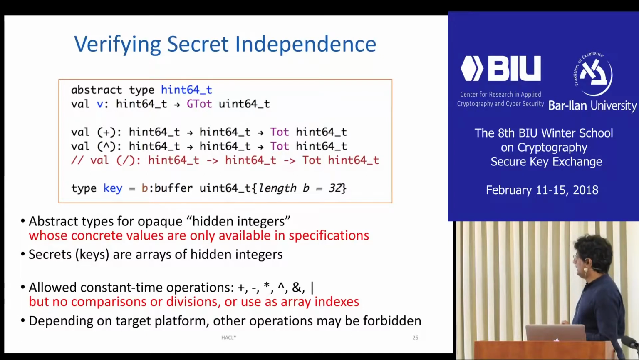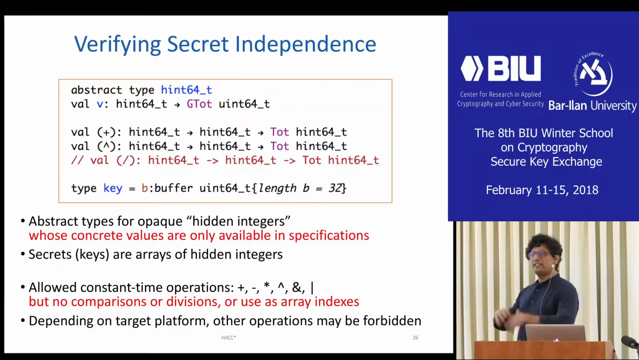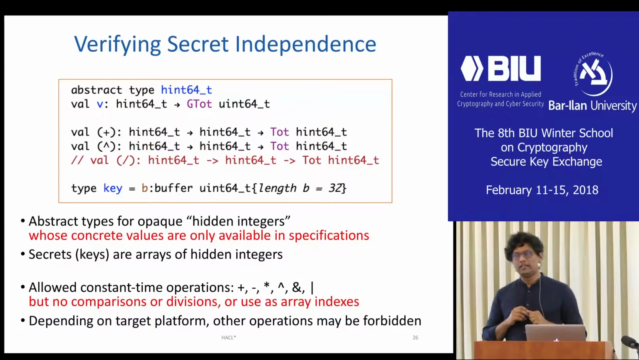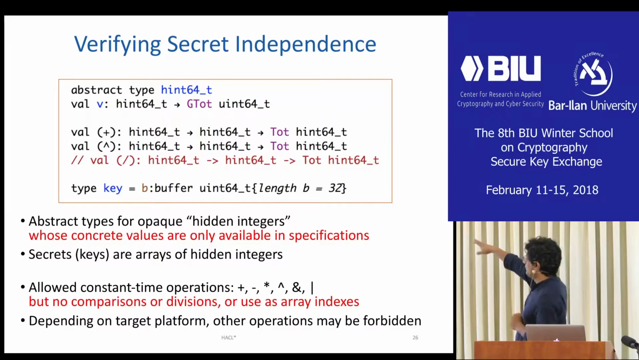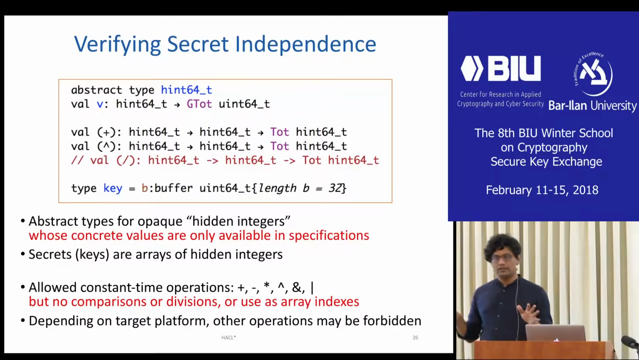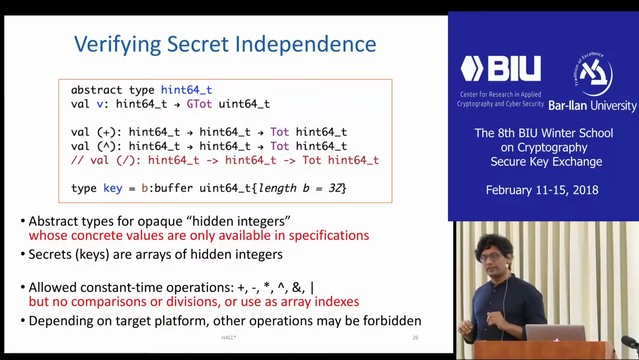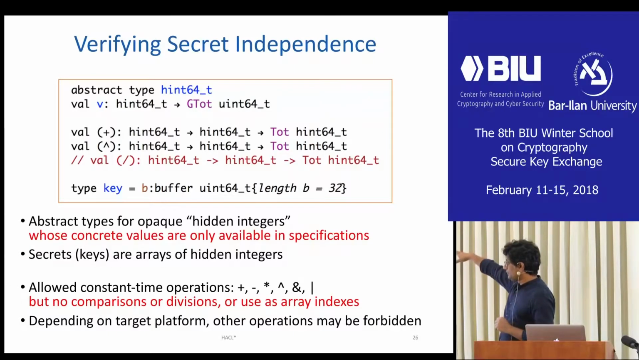So the way we do that is that in our program, all the secrets that we have, all the secret arrays, nonces, whatever, are going to be represented as arrays of what we call hidden integers or secret integers. And a secret integer is something like the one above, which is a hint64. It's a hidden integer. It's a uint64, really. But I'm making it an abstract type, which means you don't know what the underlying representation of hint64 is. It could be uint64. It probably is uint64, but you don't know. You don't get access to it in the program. All you can do is call functions on it. You can call plus, minus.